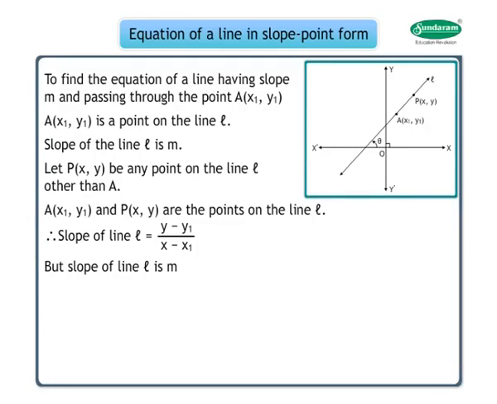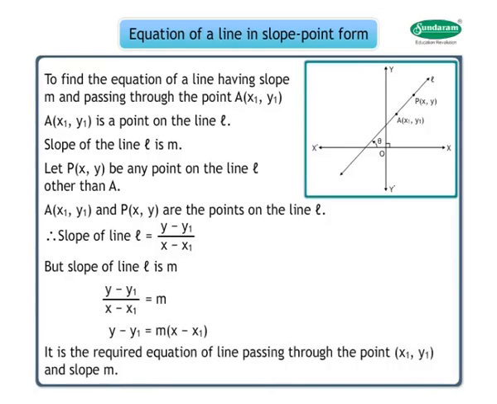But slope of line L is m. Therefore, (y minus y1) upon (x minus x1) is equal to m. So y minus y1 is equal to m into (x minus x1). It is the required equation of line passing through the point x1, y1 and slope m.